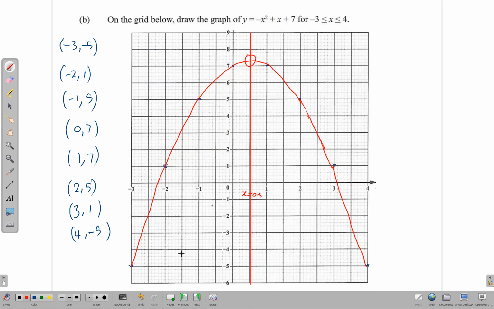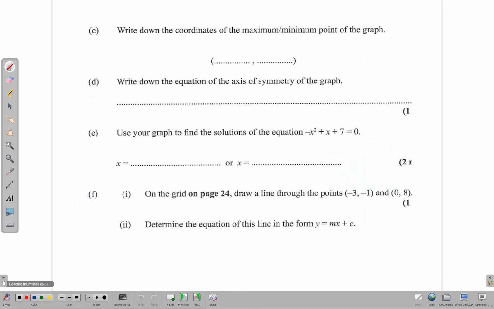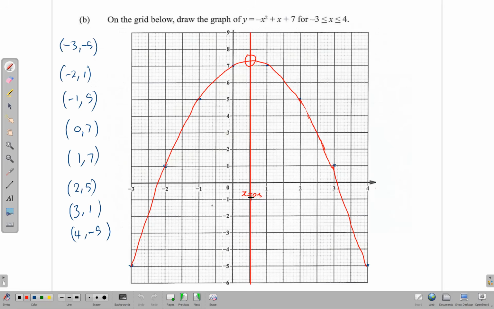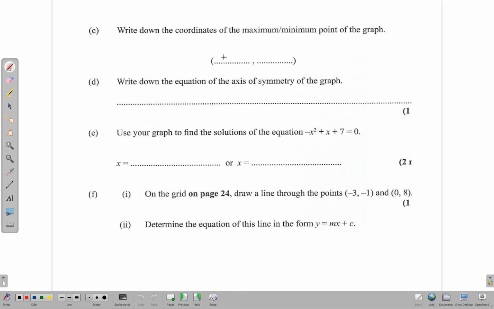But I'm just going to write 7.3 there, just because. So the x coordinate is a half right here. That's the line of symmetry. 0.5 and 7.3 from what I'm seeing on the graph right now. Algebraically, if you work it out, then you might get something else, but we're using the graph.